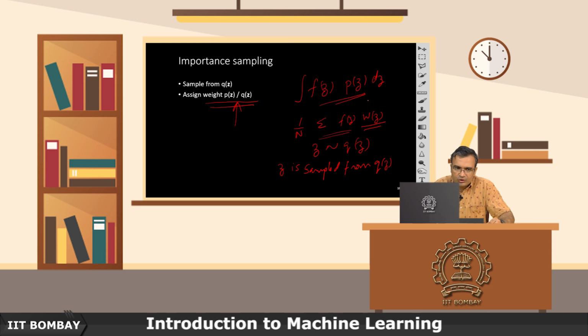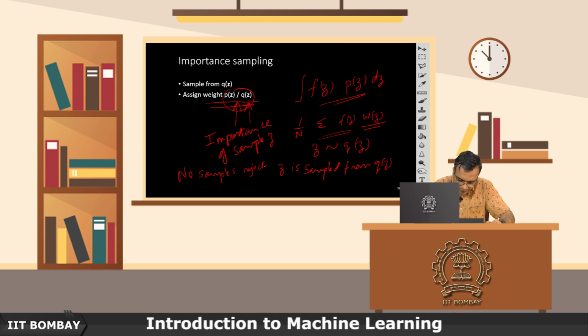Now we are replacing that q of z by actually taking the ratio of p of z to q of z, so that it actually becomes integration over p of z. So this is the importance weight, importance of sample z, okay. So that is why it is called importance sampling. So there is no rejection, no samples rejected.